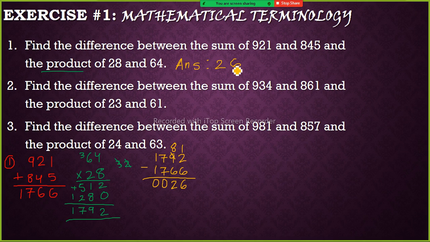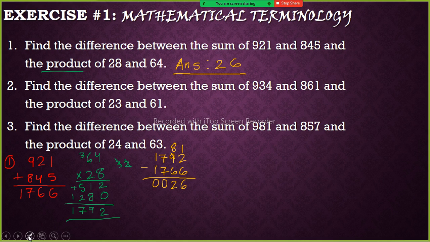All right, so the first answer is 26. Good. Then we have: find the difference between the sum of 934 and 861.